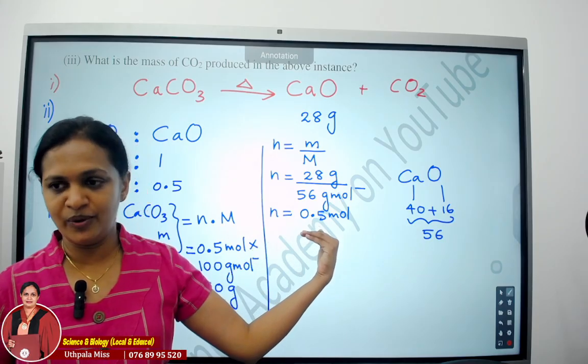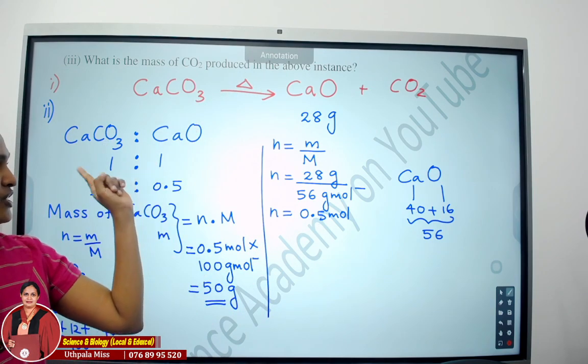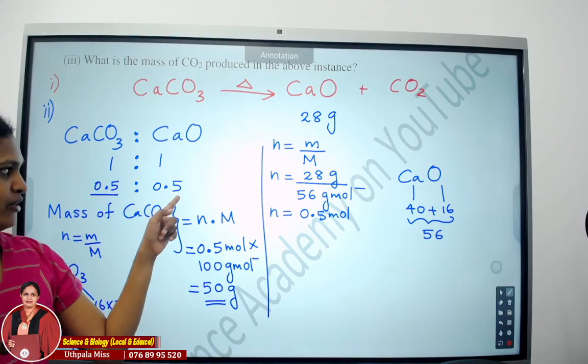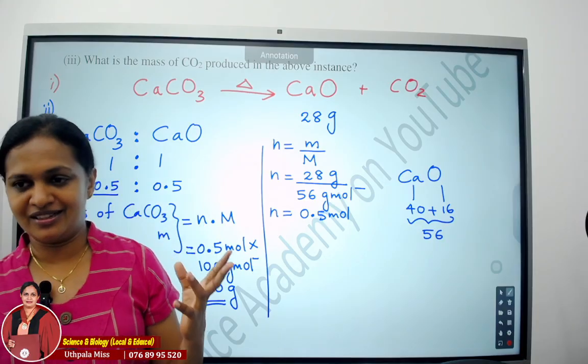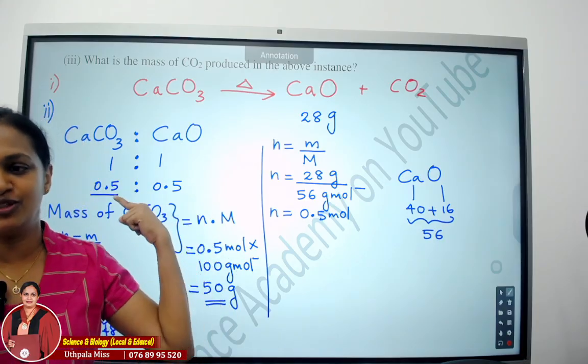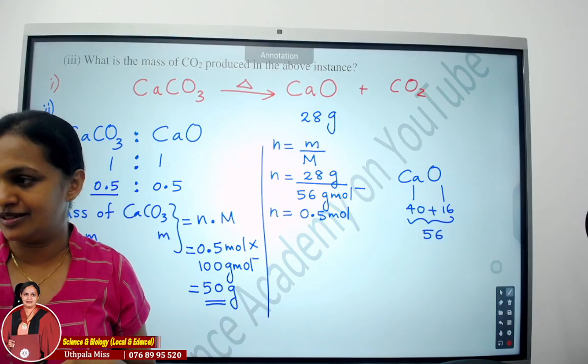එතකොට here 0.5. මෙයා 0.5 නම් according to molar ratio මේ 1 is to 1. මෙයා 0.5 නම් මෙයා 0.5. එහෙනම් එයාගේ අහන්නේ mass එක. Then we have to convert the number of moles into a mass. හරි ලේසි. It's a simple concept. හරිද?